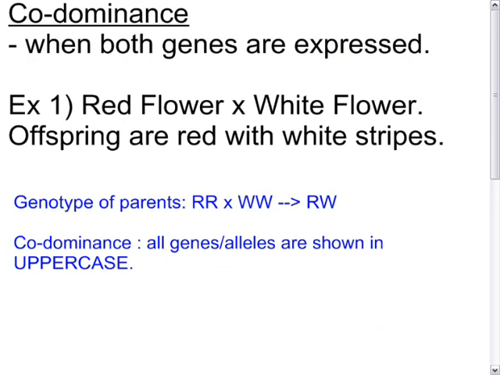So to sum up, codominance is when both genes are expressed. And in our example, the red flower and the white flower create an offspring that was essentially maybe red with white stripes. The genotypes of the parents have both capital letters to create heterozygous offspring with different letters. So in codominance, all genes and alleles are shown in uppercase.